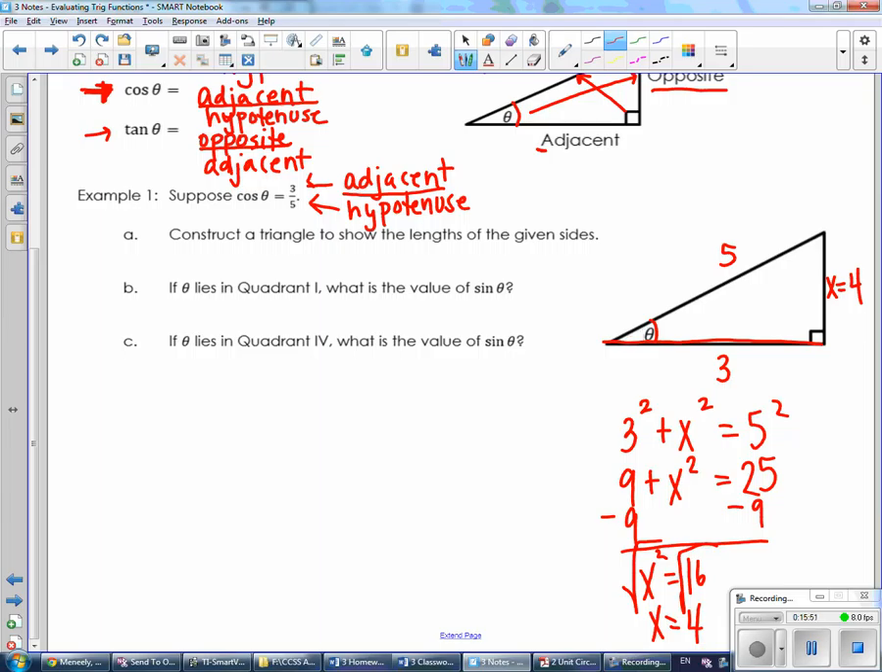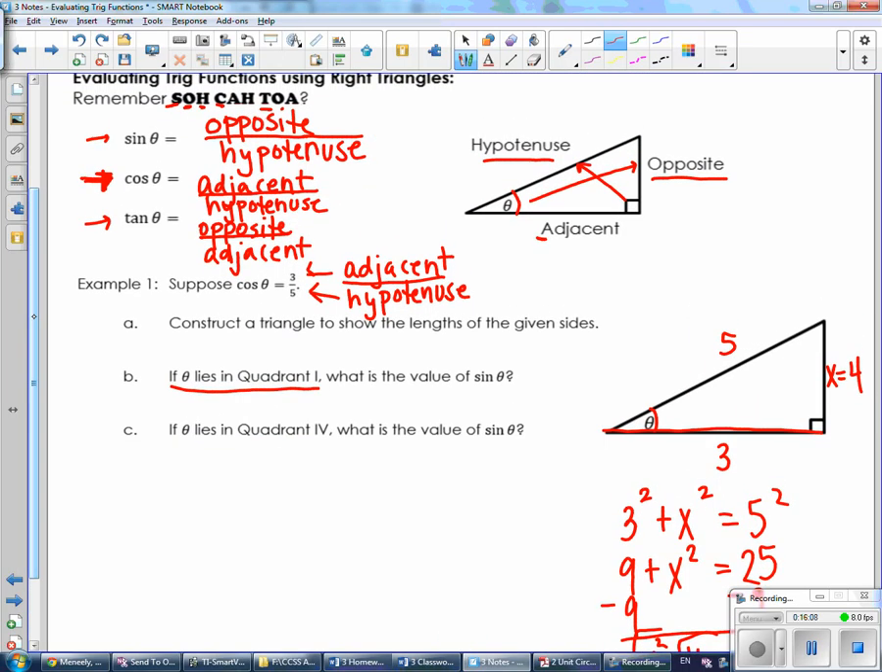So the next thing, in part B, it says, if theta lies in quadrant 1, what is the value of the sine of theta? I know that this part of the question sort of throws you off, so let's focus on what the sine of theta is. The sine, remember, if we go back up here, is going to be the opposite over the hypotenuse. So that's going to be 4 over 5.